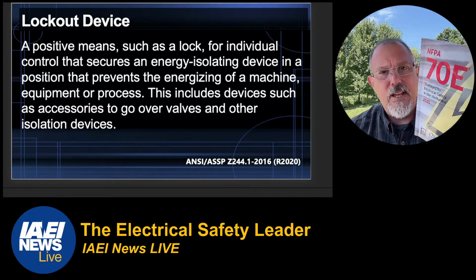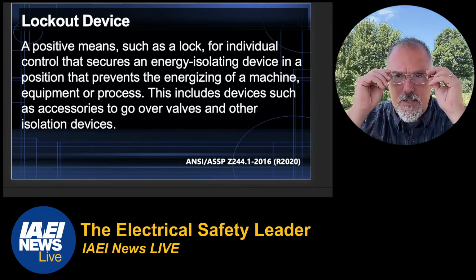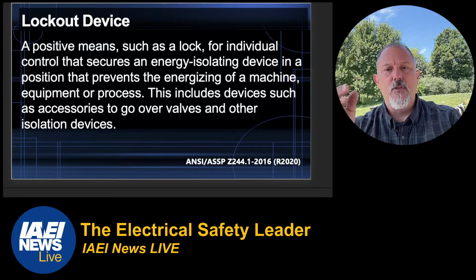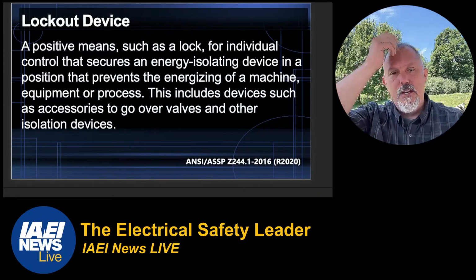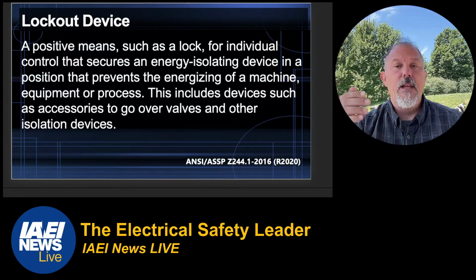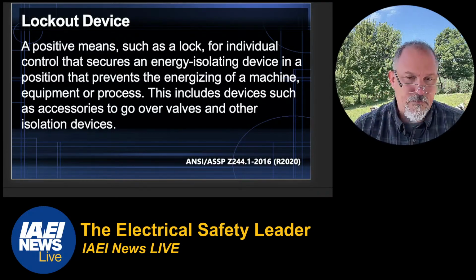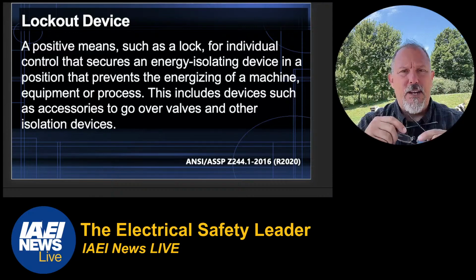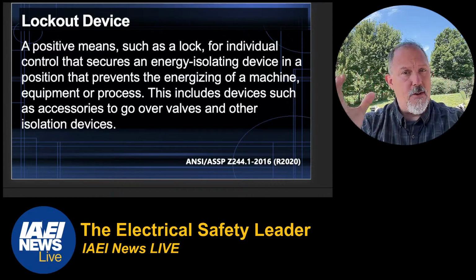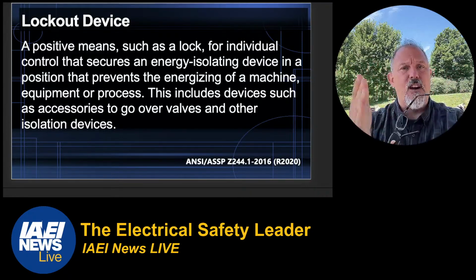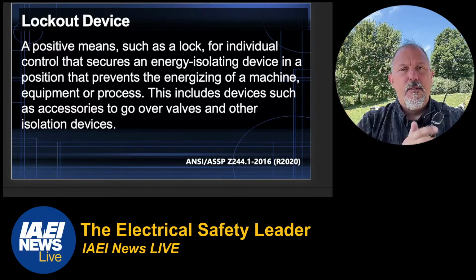So these terms aren't found in 70E, so you've got to go elsewhere. ANSI Z244 tells us a positive means, such as a lock, for individual control that secures an energy isolating device in a position that prevents the energizing of a machine, equipment, or process. This includes devices such as accessories to go over valves and other isolating devices. Oh, that's another good point. So I could have a lockout device which could go over the cover of a panel board and make it so that I can't get access to the overcurrent devices which are in the off position unless I have the right keys.